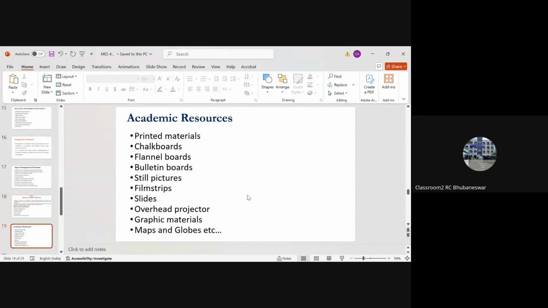Under academic resources, other than what we discussed now, these are some resources I have noted here. One is printed material. It is not necessary to explain. Everybody knows what printed material is.